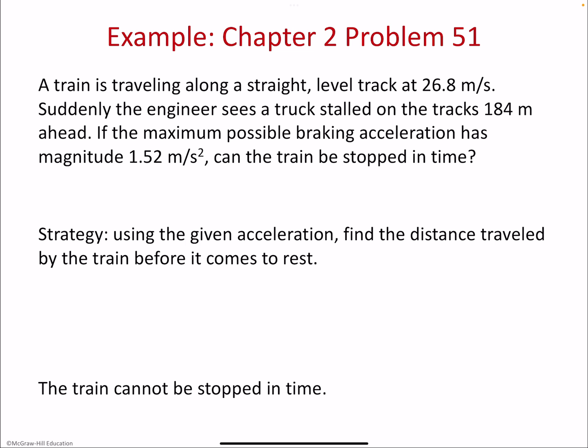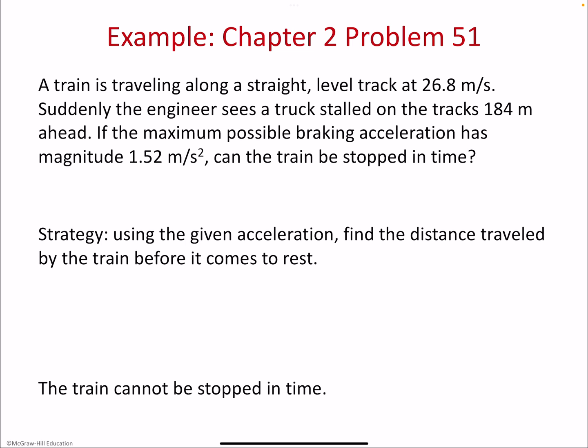Okay, so this needs to be zoomed out. All right. So a train is traveling along a straight level track at 26.8 meters per second. Suddenly, the engineer sees a truck stalled on the track 184 meters ahead. If the maximum possible braking acceleration is 1.52, can the train be stopped in time?